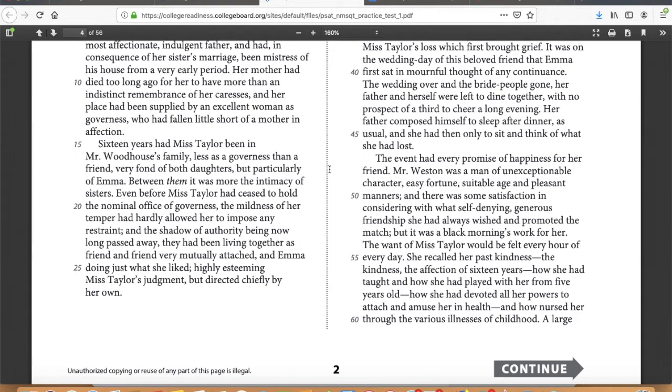So even before Miss Taylor had ceased to hold the nominal office of governess, so even while she was still being called the governess, the mildness of her temper hardly allowed her to impose any restraint. Keep reading, please. And the shadow of authority being now long passed away, they had been living together as friend and friend, very mutually attached, and Emma doing just what she liked, highly esteeming Miss Taylor's judgment, but directed chiefly by her own. What does it mean when it says she's highly esteeming? Emma is highly esteeming Miss Taylor's judgment. What's that mean?